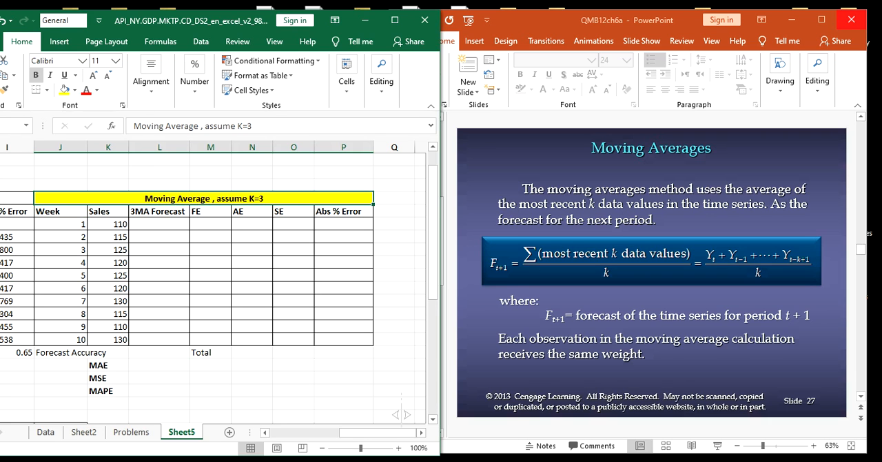So we skip 3 weeks and forecast the 4th week over here. This equals the week 1 sale plus week 2 sale plus week 3 sale divided by k, 3. Here it is.